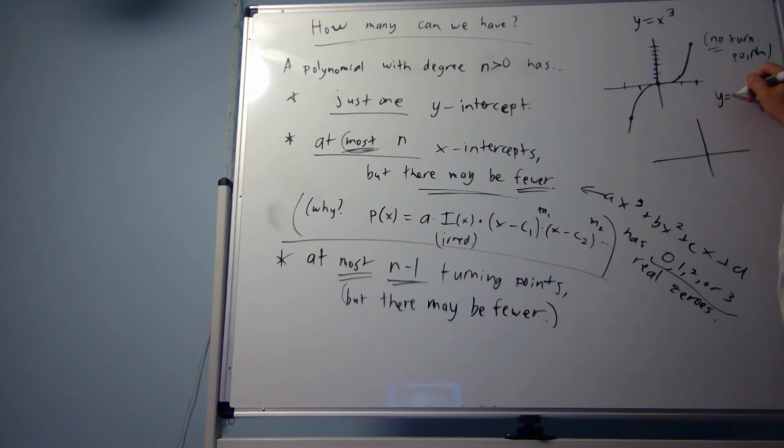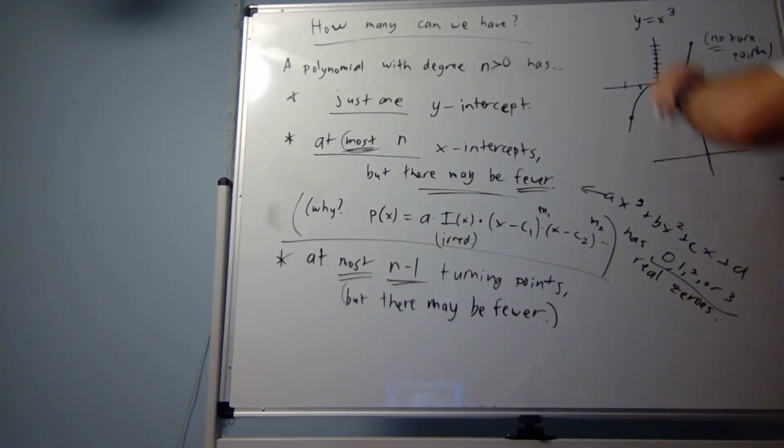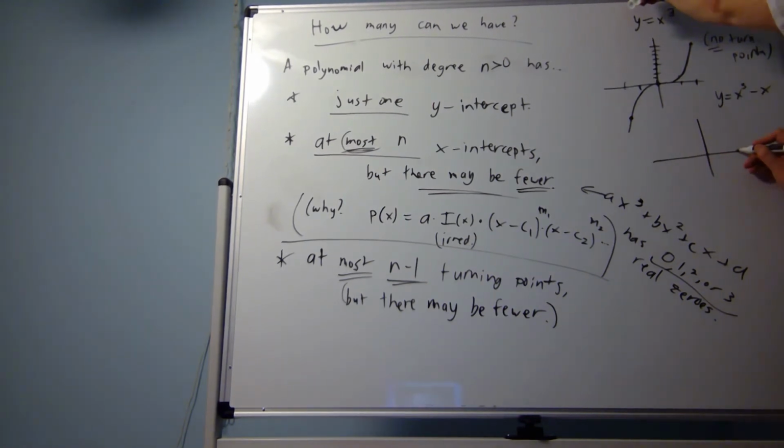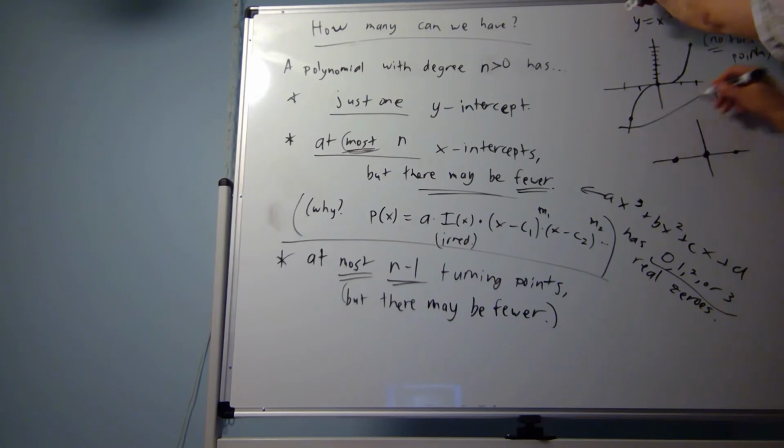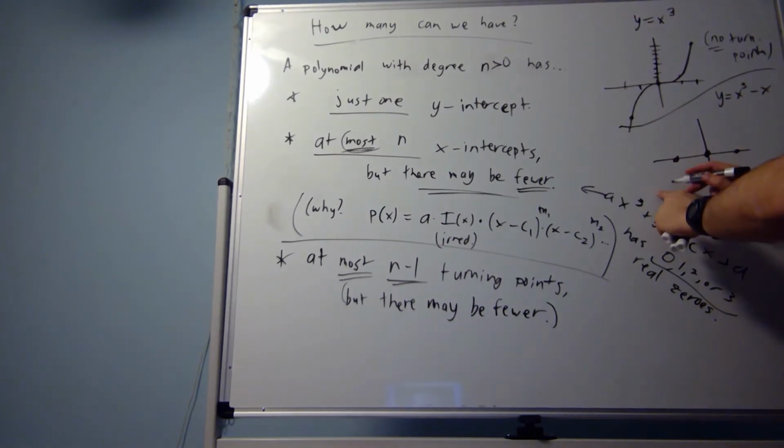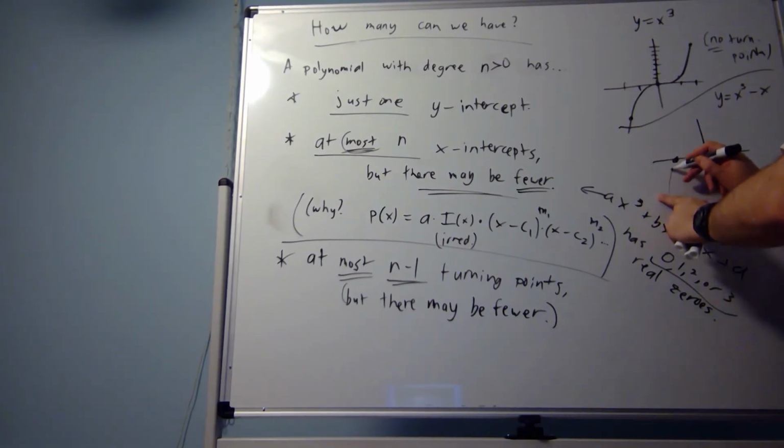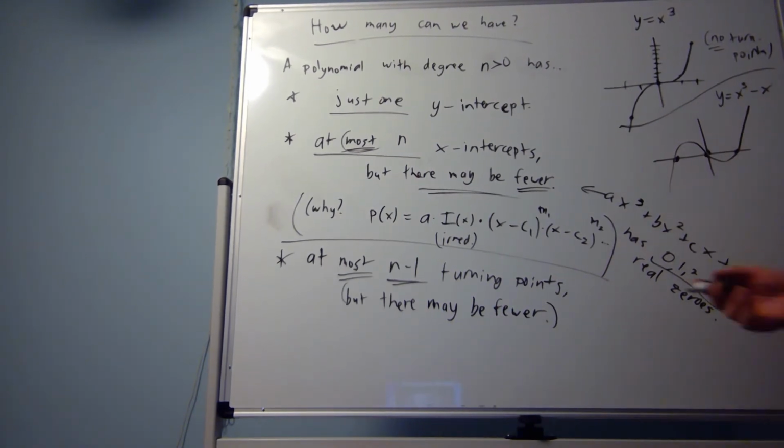So y equals x cubed minus x. Now that one's a little bit interesting. When x is plus or minus 1, this function is equal to 0. So it has 3 x-intercepts. And that's really interesting because it has a similar shape, but in the middle it does this.